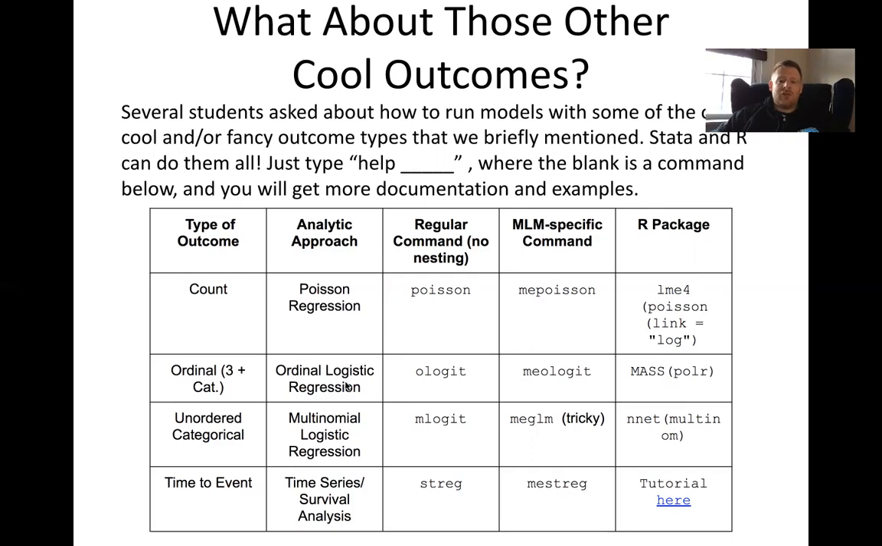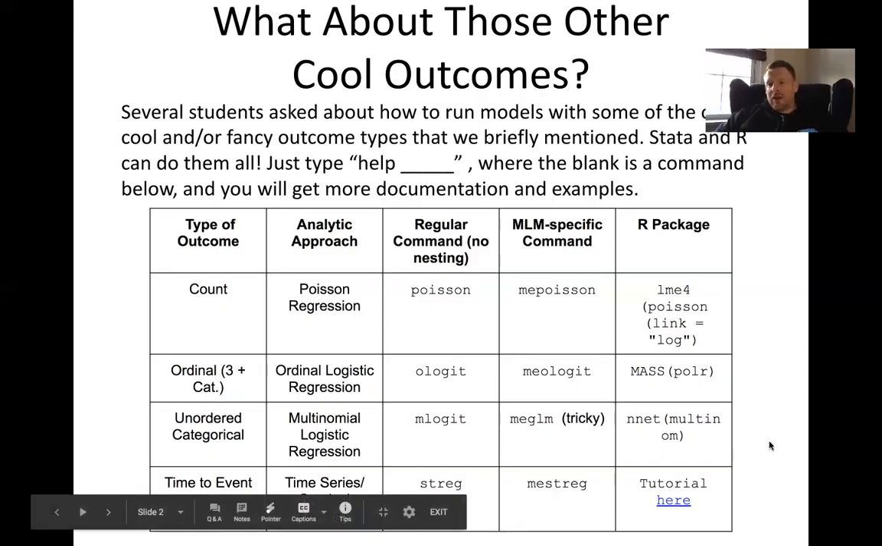If you want to do ordinal logistic regression, the command in Stata is ologit. The multi-level equivalent is meologit. Notice that pattern, you're just adding me to the front. And R has a package called polr for proportional odds logistic regression that works really well. That is not a multi-level thing, so that would be ideal for a situation where you didn't necessarily have nested data, but it allows you to look at ordinal logistic regression. That's when you have a series of ordinal outcomes, like partial, full, and so on, like different levels.